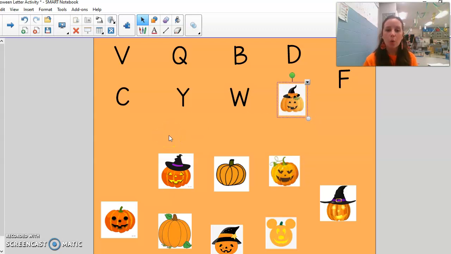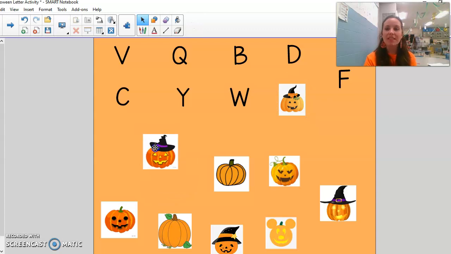All right, which letter for this pumpkin makes the V sound? V. Think about that for a second and write that letter down beside this little pumpkin. This letter would be the letter V because V says V.